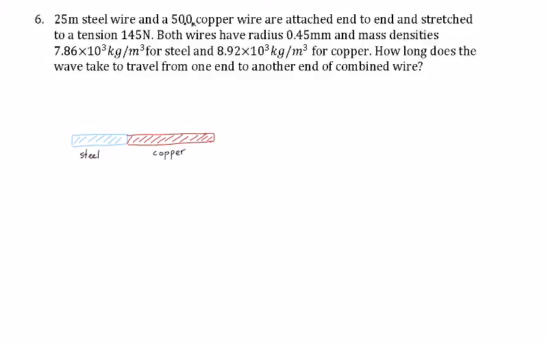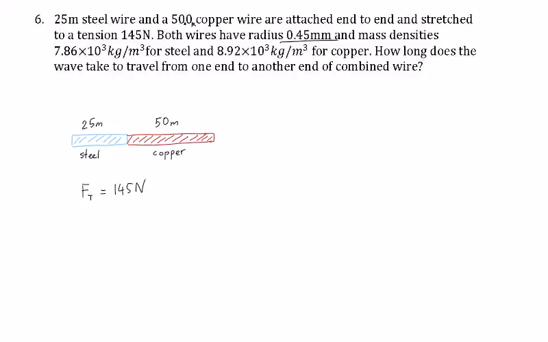A 25 meter steel wire and a 50 meter copper wire are attached end to end and stretched to a tension of 145 newtons. So the force of tension equals 145 newtons. Both wires have a radius of 0.45 millimeters.